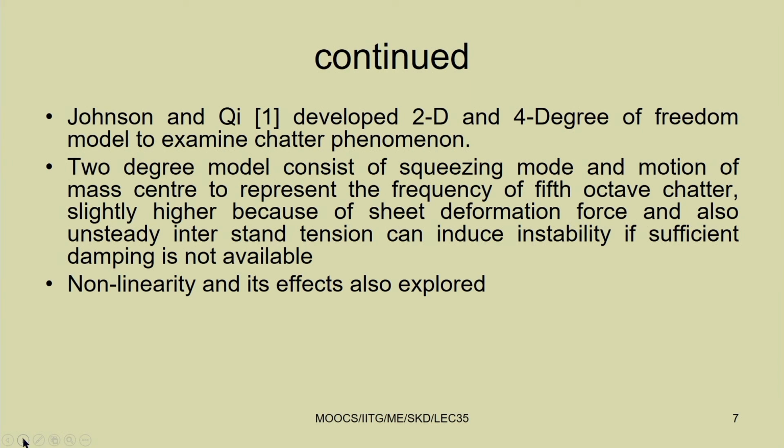Similarly, Johnson and Qi developed 2 and 4 degrees of freedom models to examine the chatter phenomenon. The 2 degrees of freedom model consists of a squeezing mode and motion of the mass center to represent the frequency of fifth octave chatter, slightly higher because of sheet deformation force. Unsteady interstand tension can also induce instability if sufficient damping is not available. Nonlinearity and its effects are also explored in this work by Johnson and Qi.